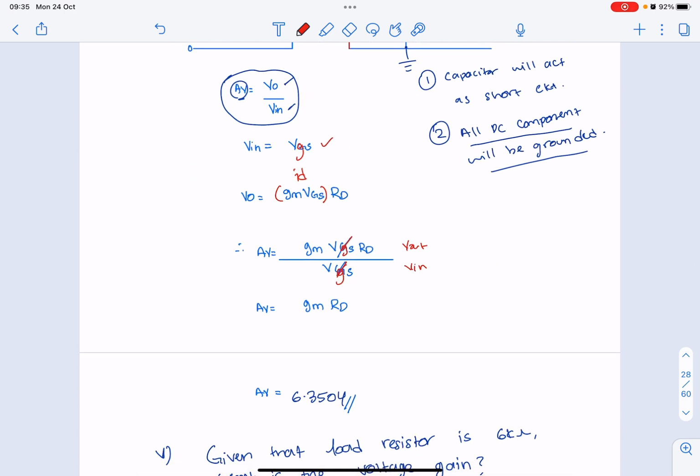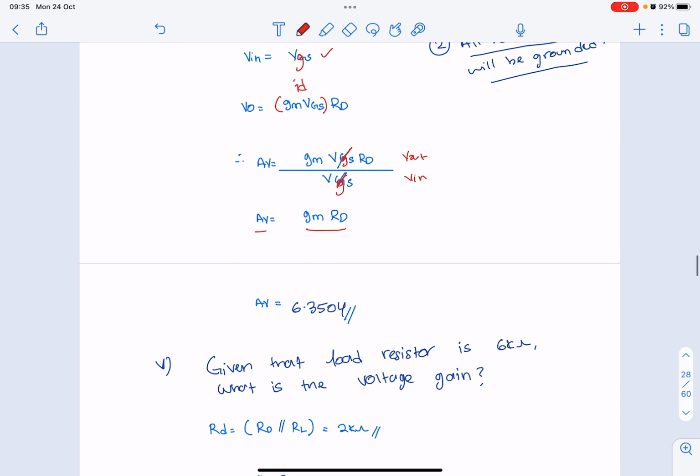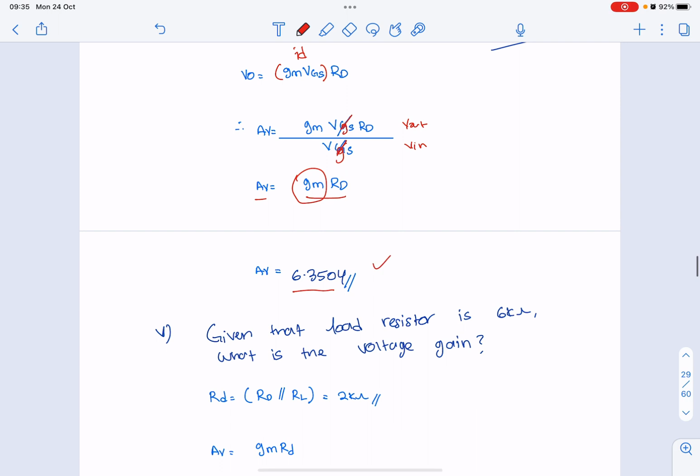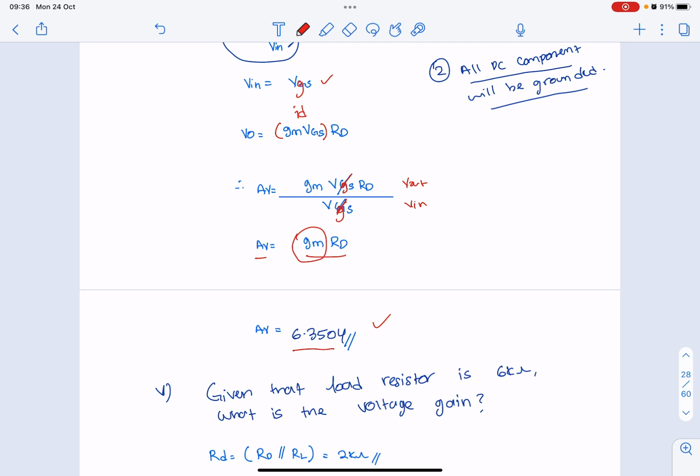So this can cancel, so what remains is AV equal to GM RD. The transconductance you already found above. So AV equal to 6.3504, that is your voltage gain. So finish. So let's say, for example, we have finished the existing question.